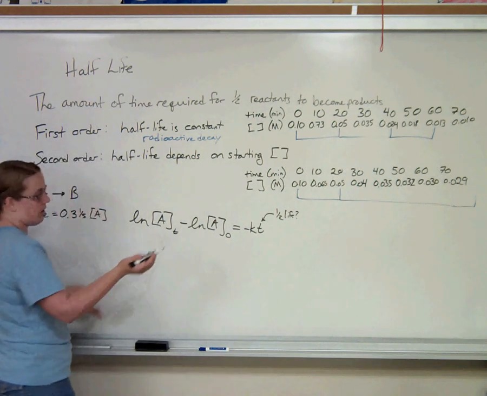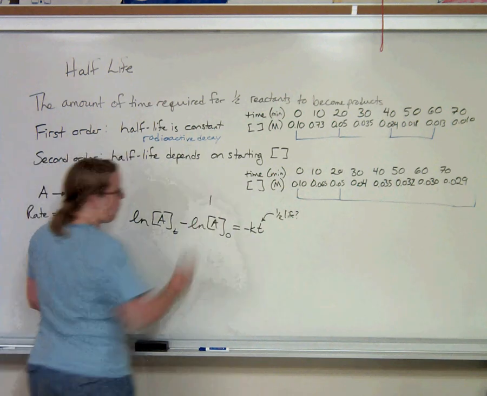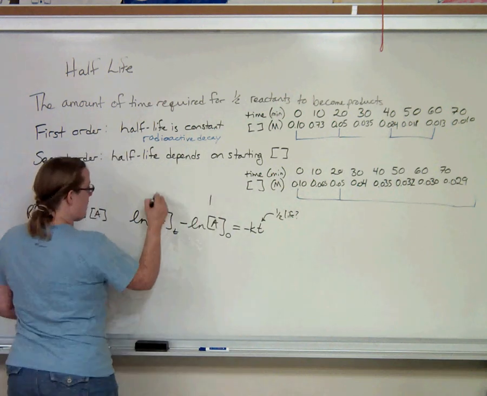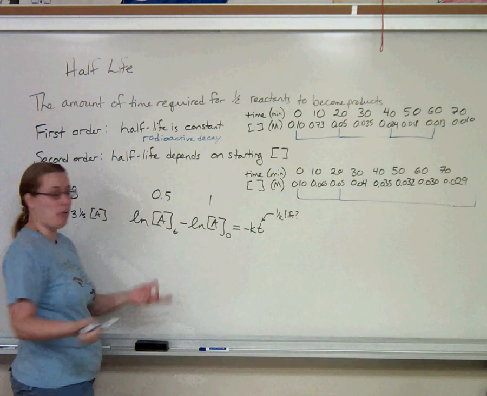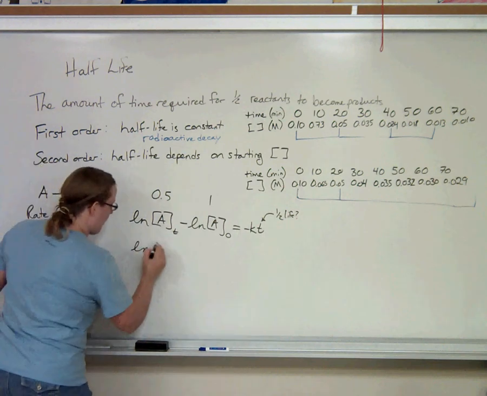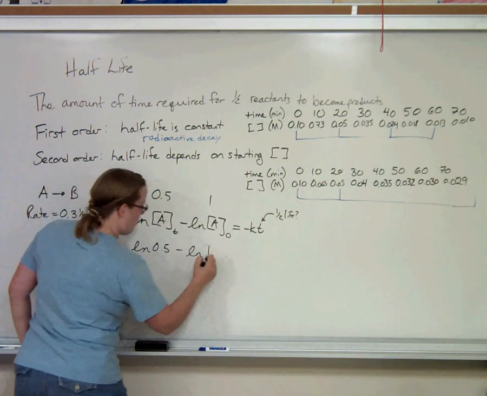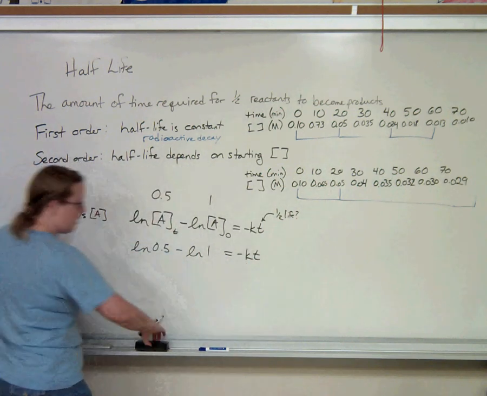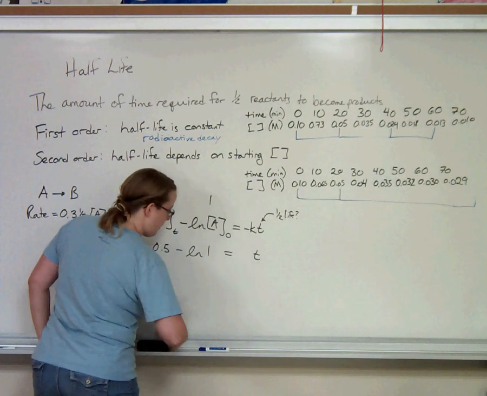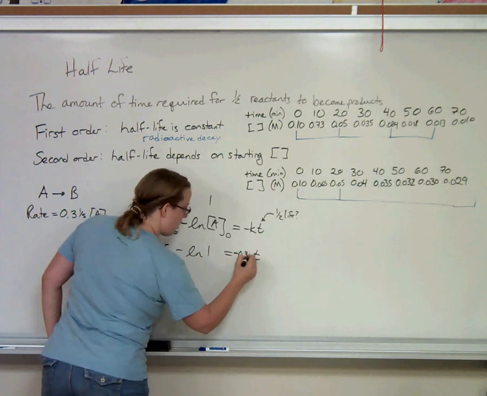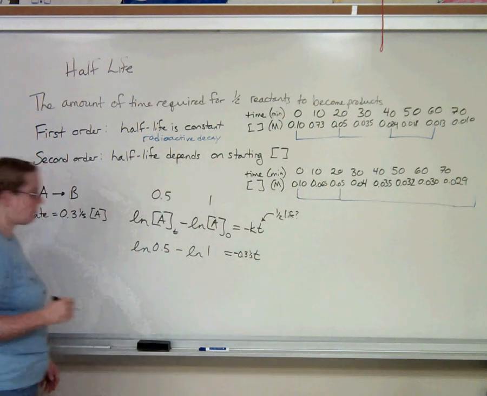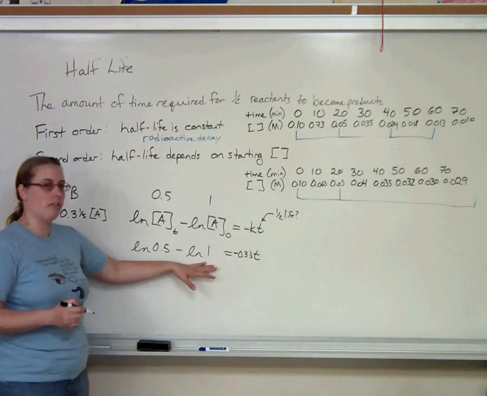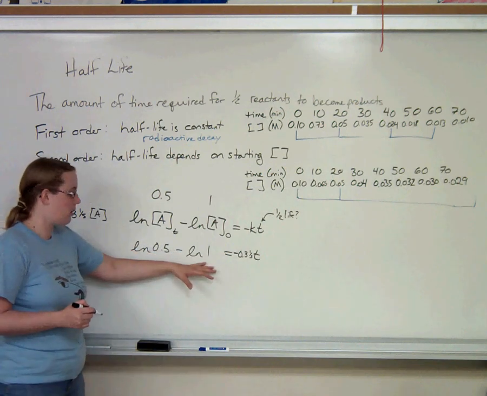So the easiest thing to do is to say we start off with 1 molar. That means that at half-life, we're going to have half a molar. So then it's the natural log of half minus natural log of 1 is negative kT. And we know that k is 0.3, so let's just go ahead and put that in. Negative 0.3 inverse seconds. Everybody should know, hopefully, that you can just put this in the calculator.